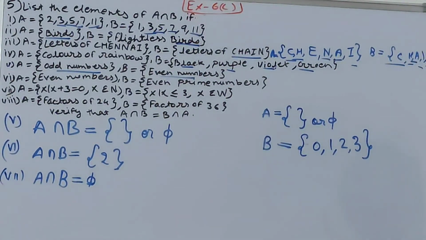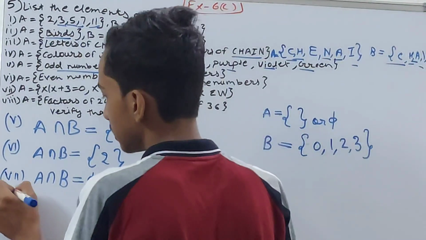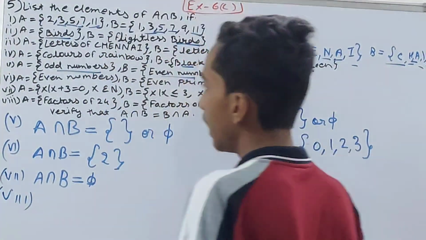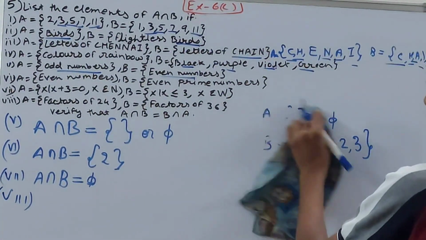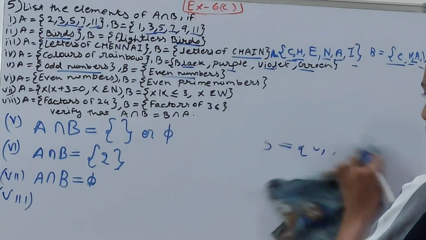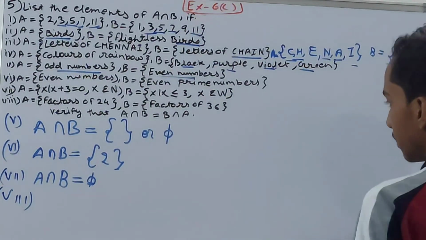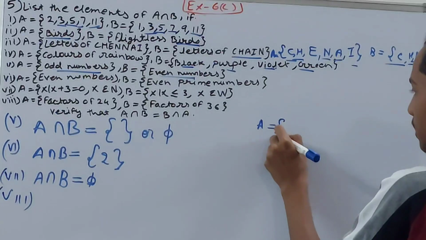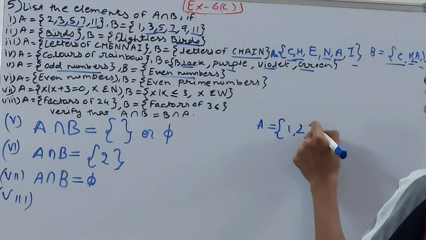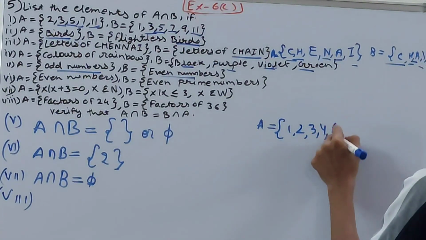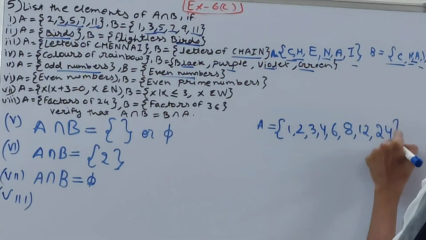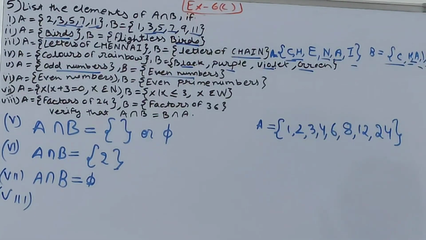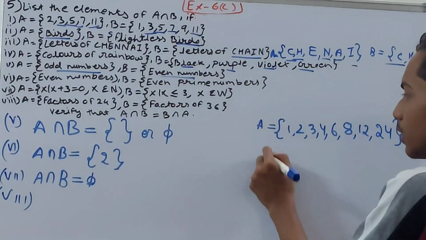Fine. Now see here, eighth part. What does the eighth part say? A equals to factors of 24, right? Let's write down what all are the factors of 24. What all factors do we know? Let's write them down. A will be equal to 1, 2, 3, 4, 6, 8, 12, 24. All these are the factors of 24. Okay, no other factors are there, right? And B equals to what?